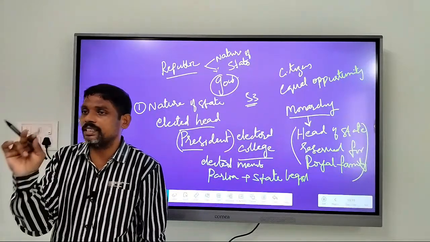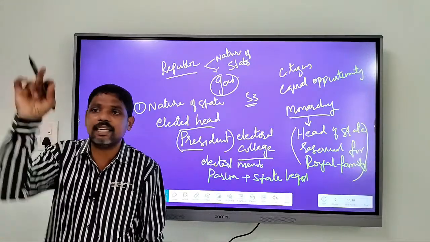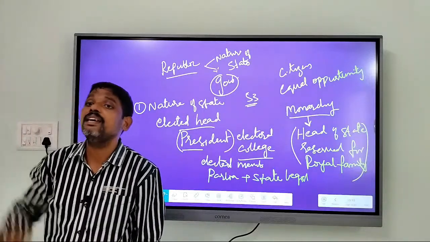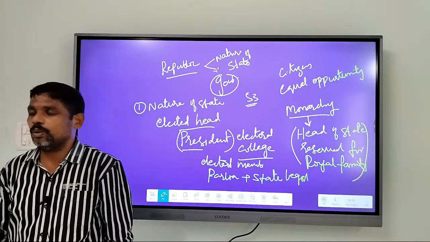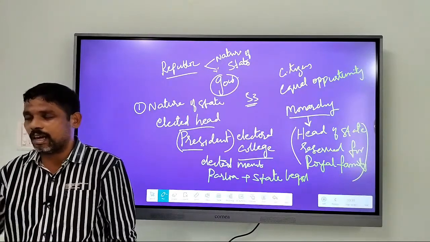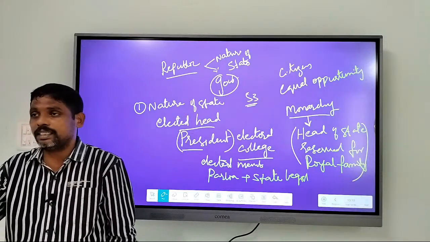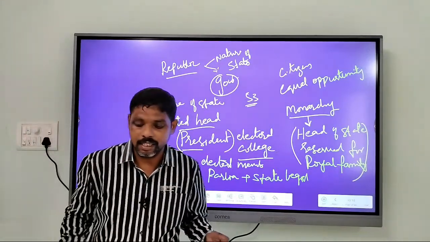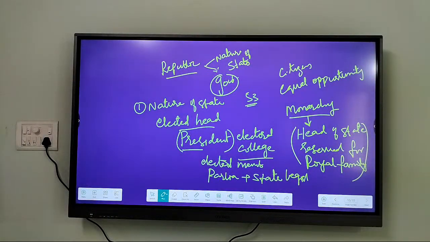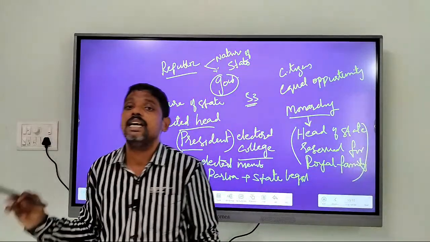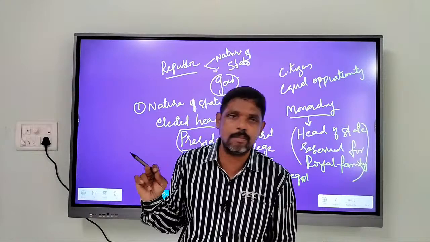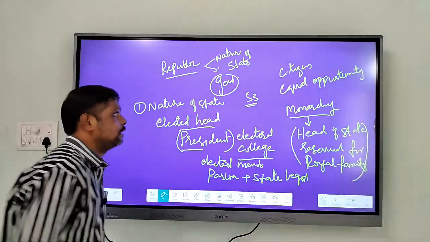So there are two things. The entire union executive is placed under the president, and the president will discharge his functions by the officers appointed by him, including the council of ministers. There is another word, but I am not going to discuss that word now. I will discuss it when I reach the president. But as of now, remember that according to Article 53, the entire union executive is placed under the President of India. So the President of India is the head of the union executive. Am I clear? All right. So this is what it is about a republic.